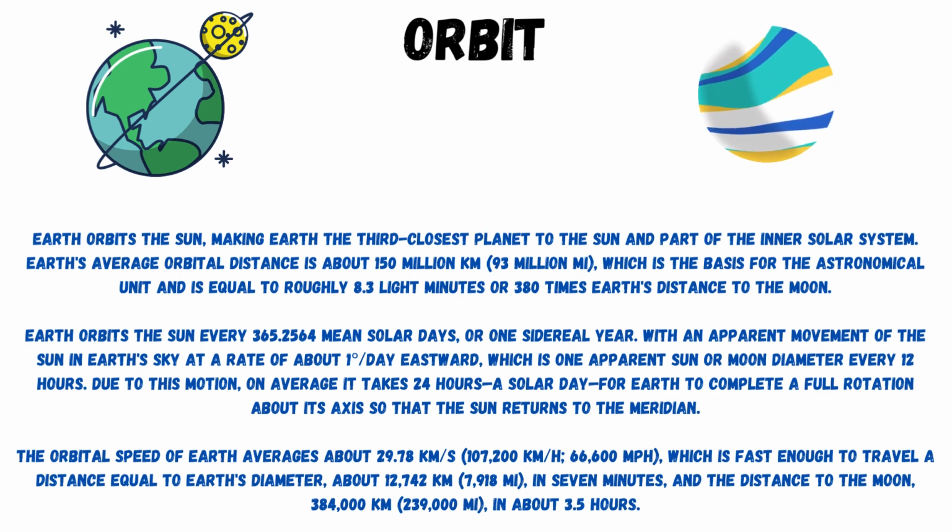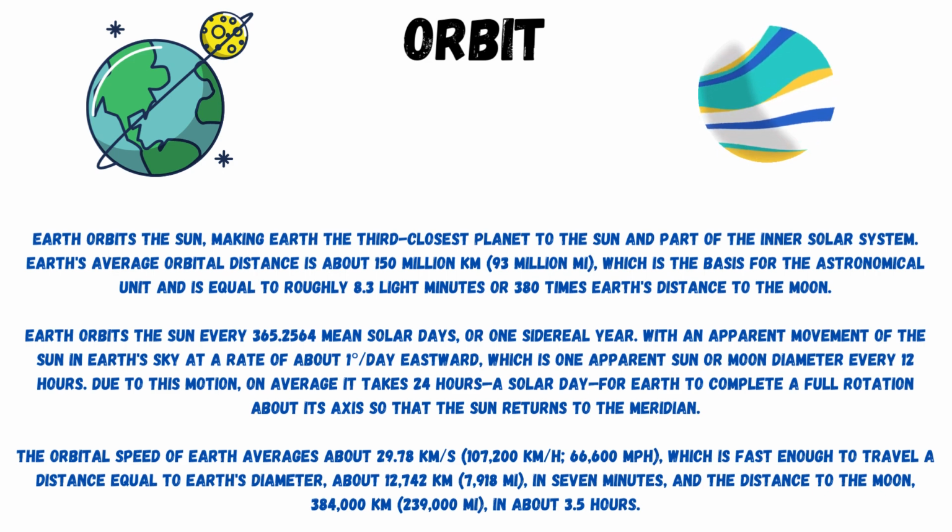With an apparent movement of the Sun in Earth's sky at a rate of about 1 degree/day eastward, which is one apparent Sun or Moon diameter every 12 hours. Due to this motion, on average it takes 24 hours, a solar day, for Earth to complete a full rotation about its axis so that the Sun returns to the meridian.